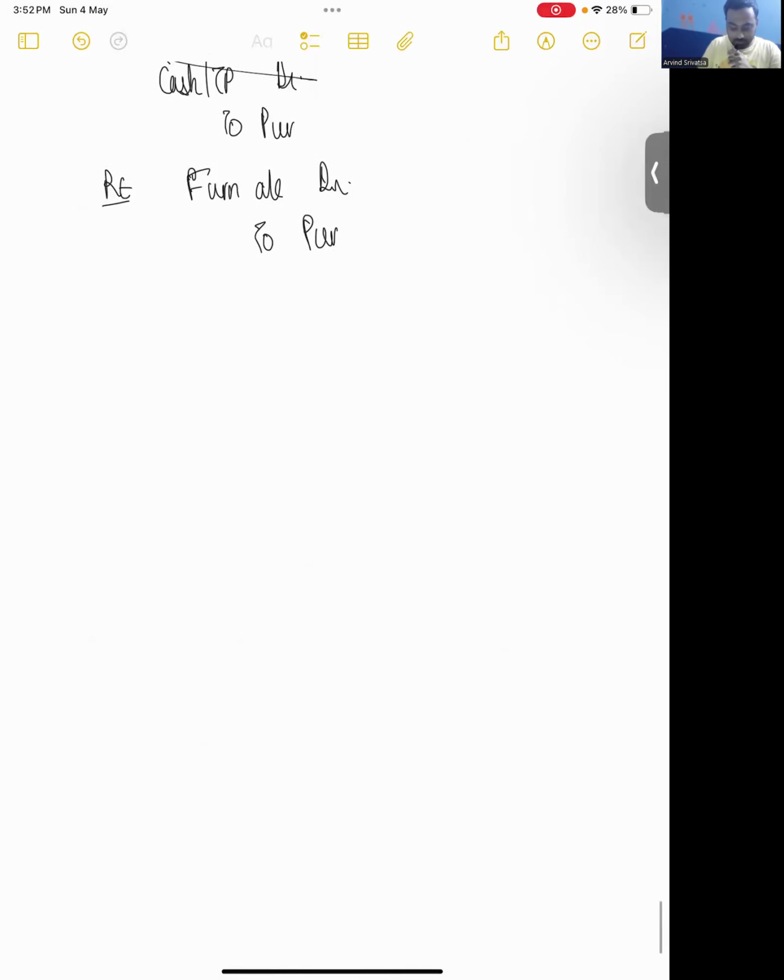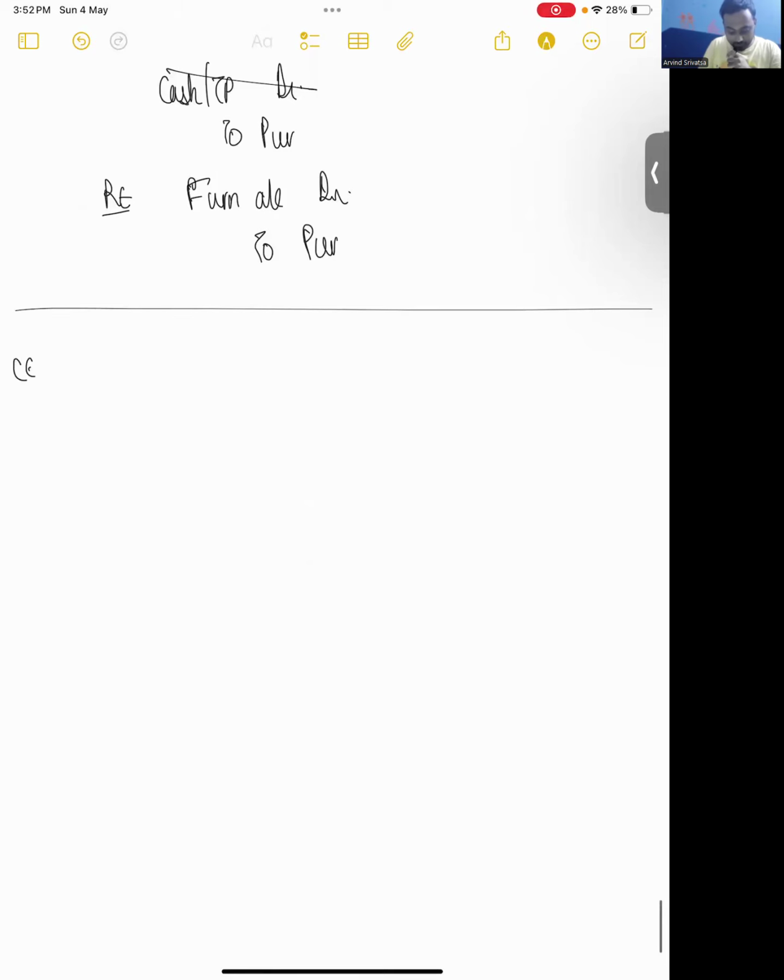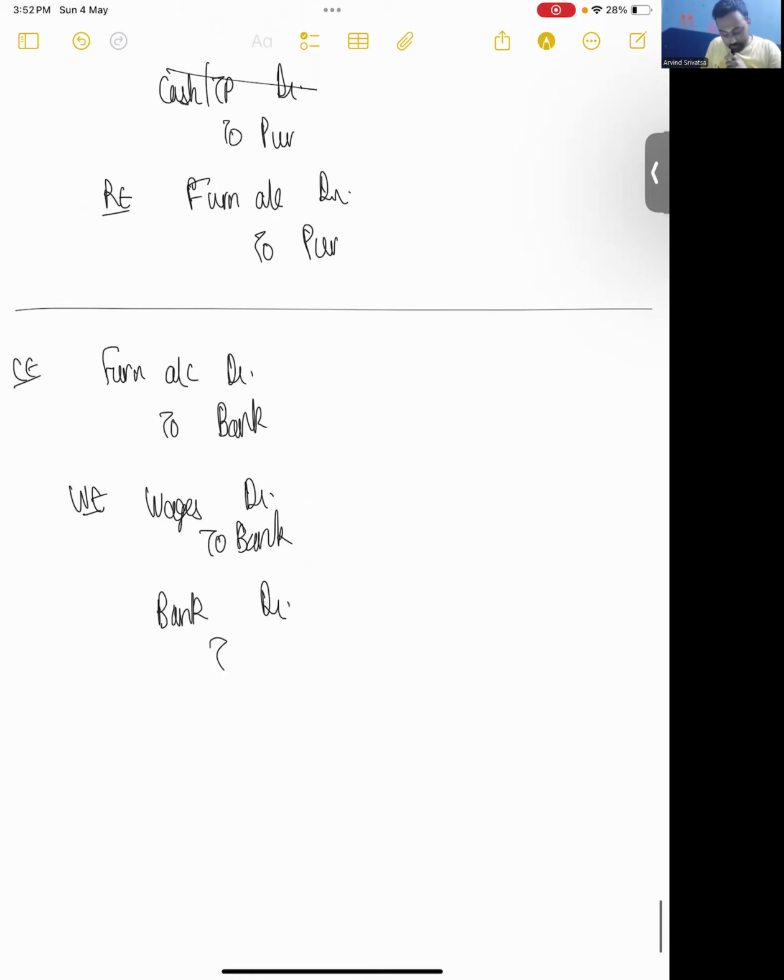So first, your correct entry: furniture account debit to bank. Wrong entry: your wages account debit to bank. This is what they passed. We'll reverse this: bank debit to wages. So your bank and bank will get cancelled. Your rectification entry: furniture debit to wages.